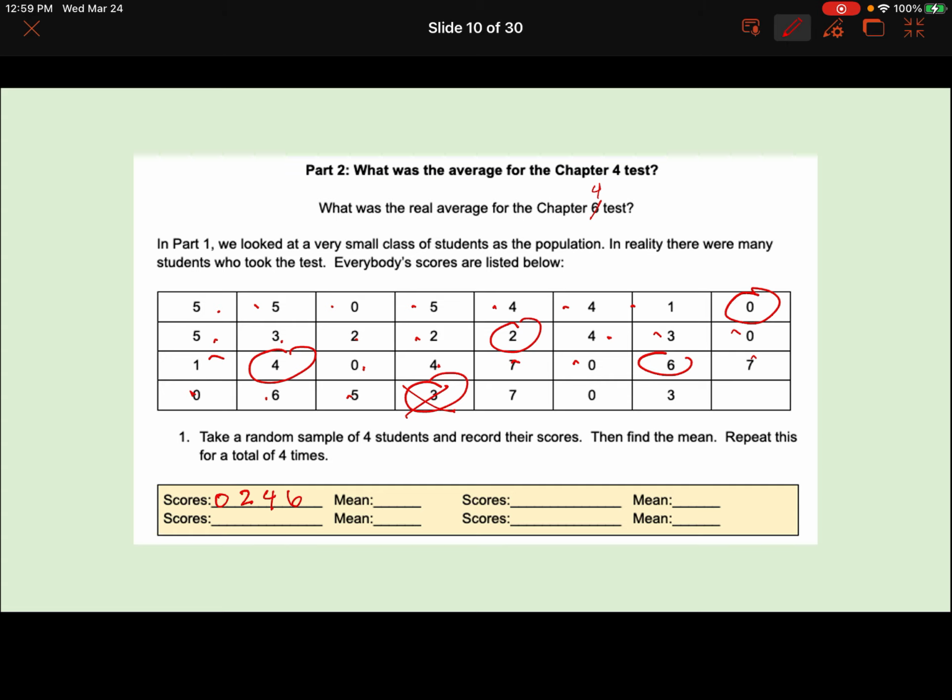It's asking you for the mean. So let's see, when I add all those up, I get 12. When I divide that by 4, I get 3. So don't use that one, do your own. I want you to do this 4 times. So 4 times, you need to take a random sample of 4 students, write down their scores, and find the mean. Pause and then hit play when you're ready to go over the next problem.